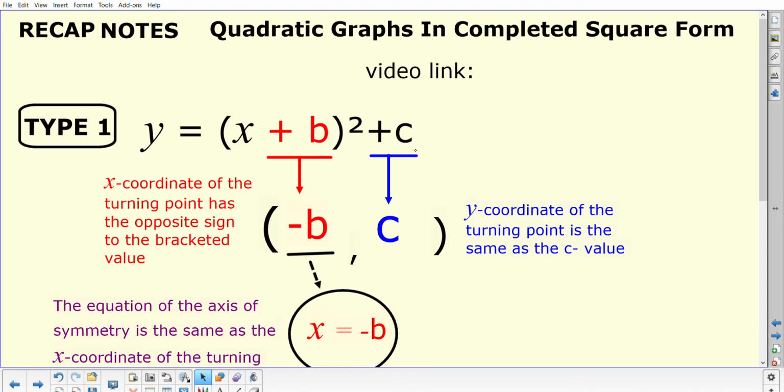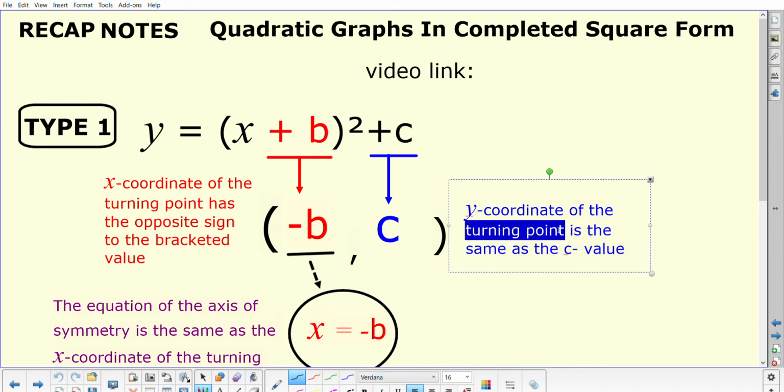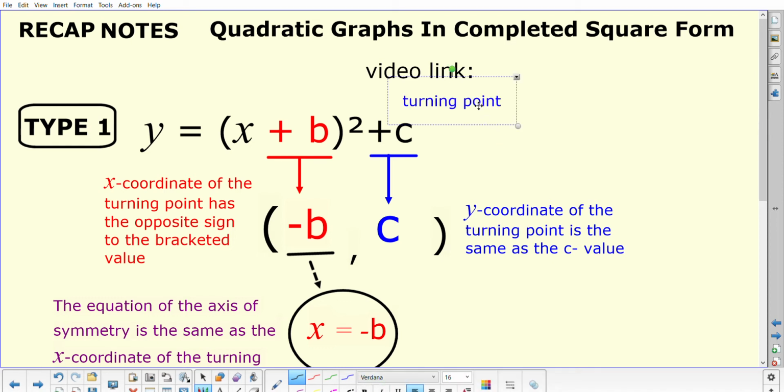Your plus c at the end, whatever that is, that could be minus 5, and it'll still be minus 5 here. It will match. So the y coordinate of your turning point is the same as the c value. So the key thing about all of this is that we are working with being able to identify the turning point.